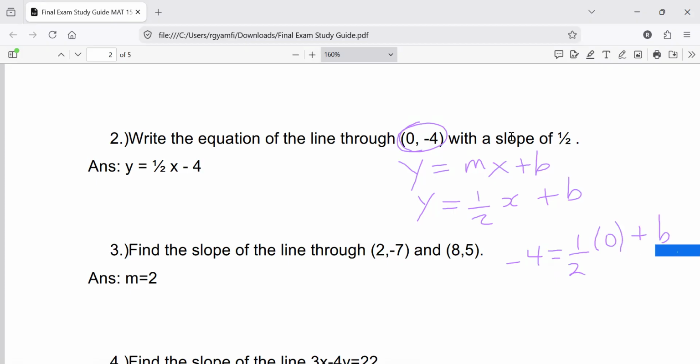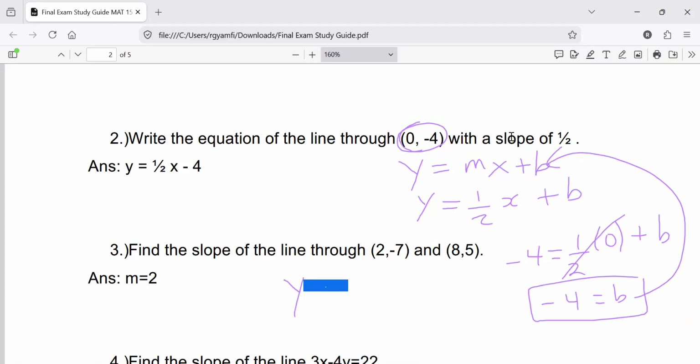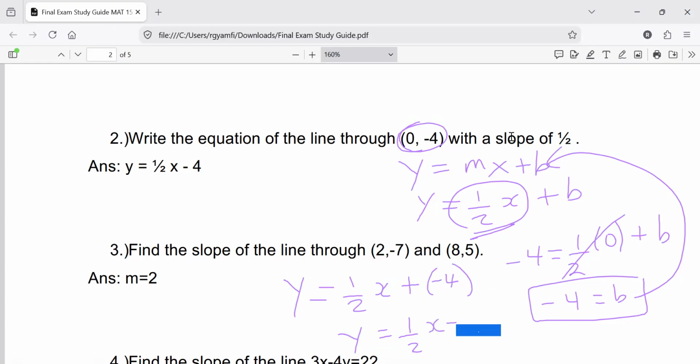And then I solve for b because I need the b. A half times 0 is 0. So -4 equals b. So my b is -4. So I'm going to bring the b here and say that y equals, my slope is 1 over 2 x plus -4. Now, positive times negative is negative. So y equals 1 over 2x minus 4. And that's it. So this part is also done.